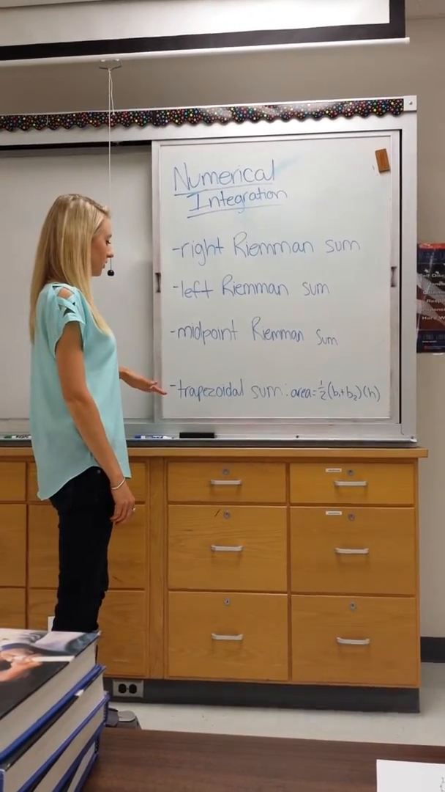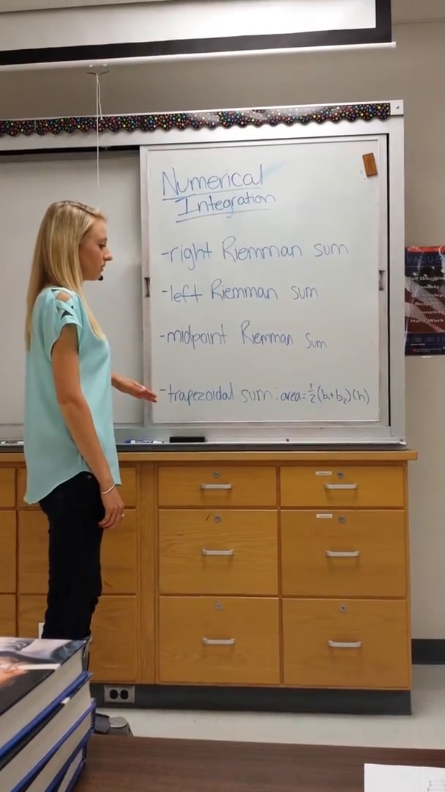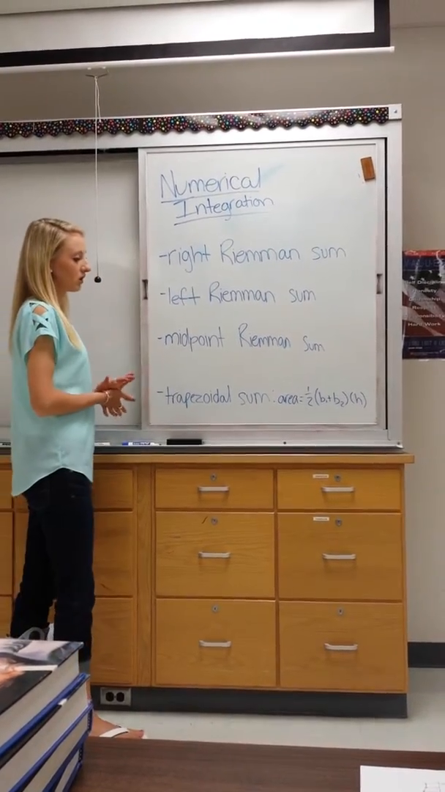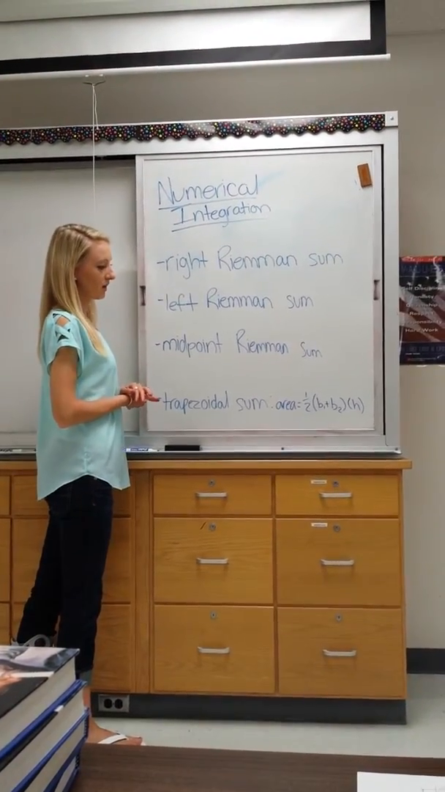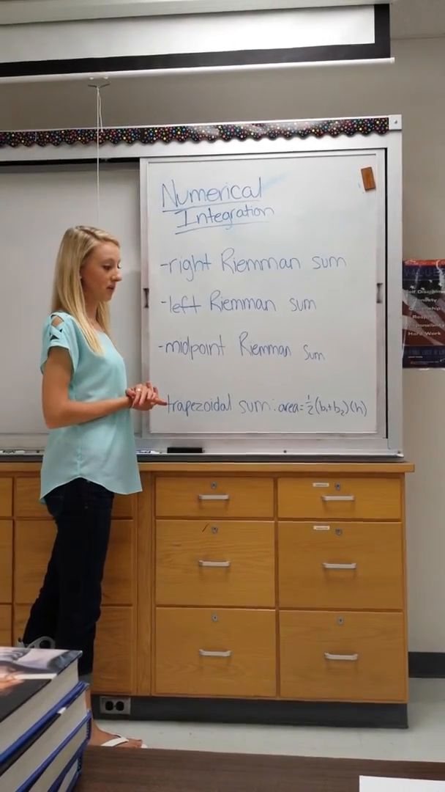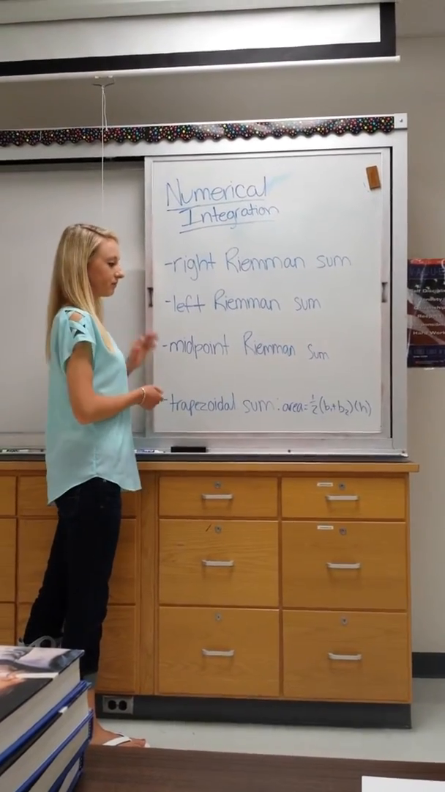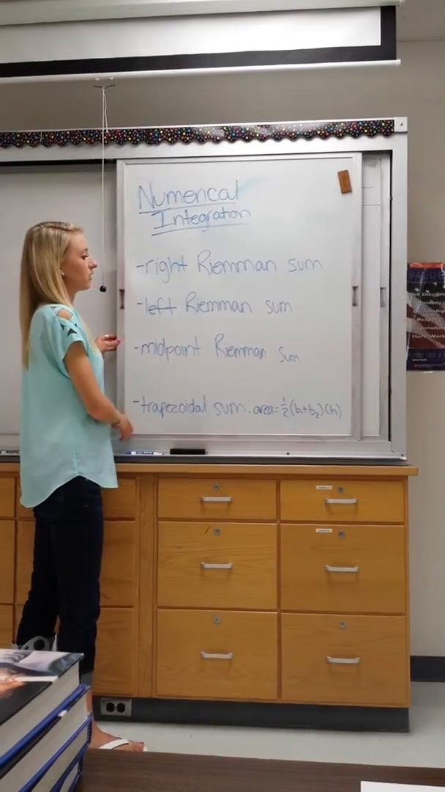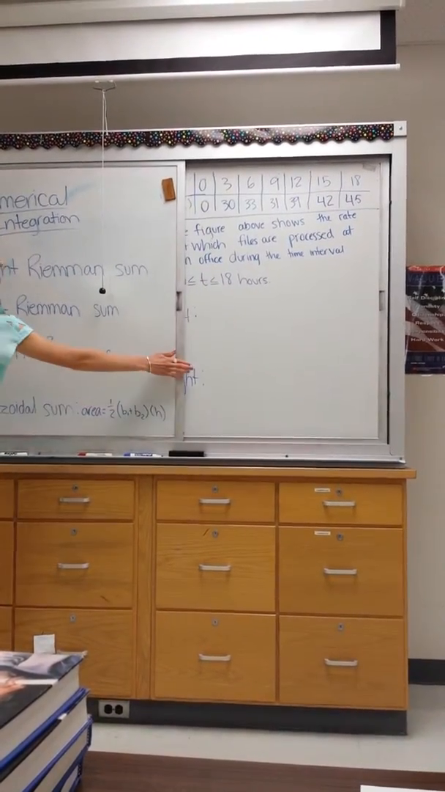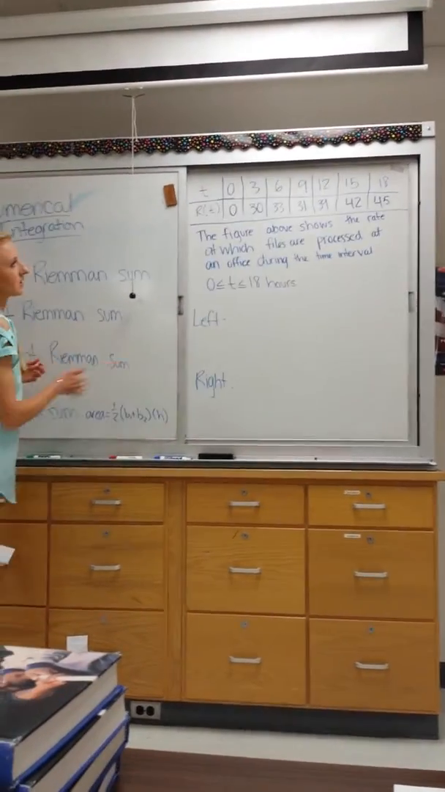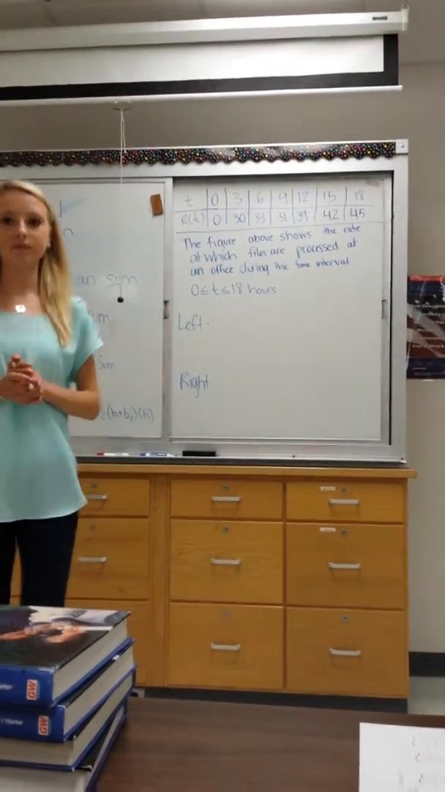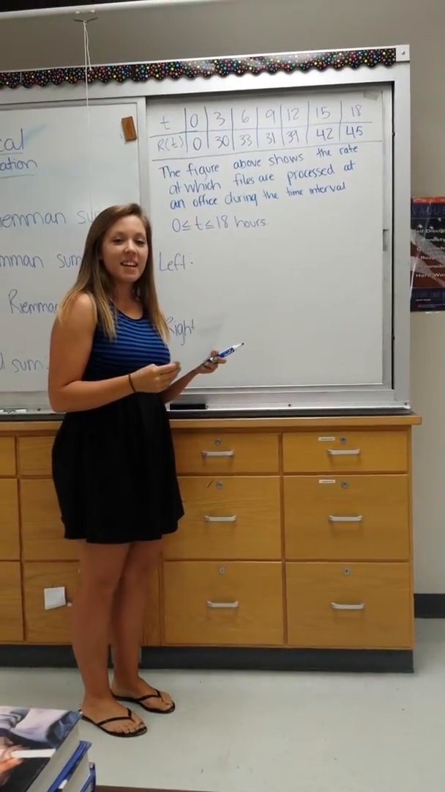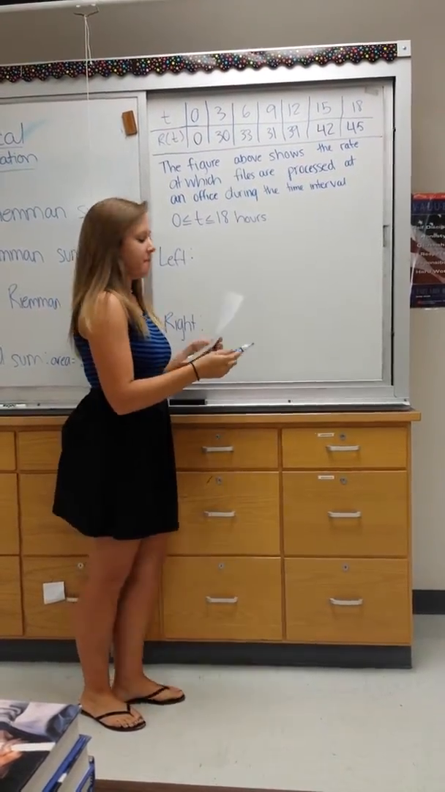We're also going to teach you about a trapezoidal sum, and it's important to know that the area of a trapezoid is 1/2 base 1 plus base 2 times height. So first, we'll start with a right and left Riemann sum of this function. This time we're going to start with the left Riemann sum.